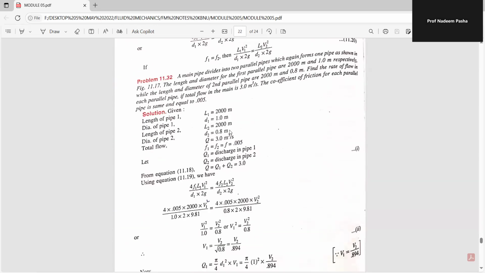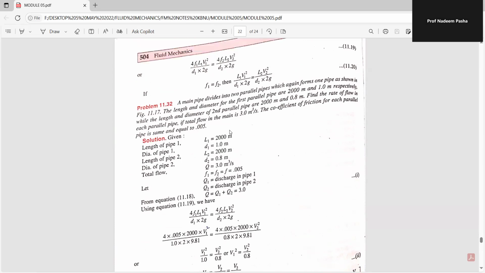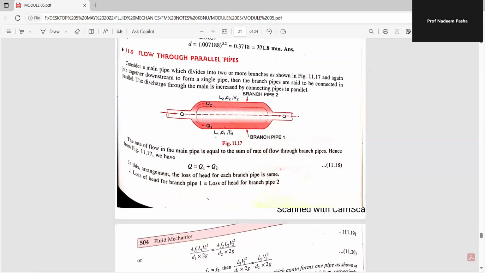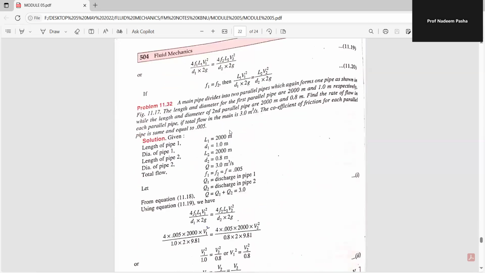A main pipe divides into two parallel pipes, which again form one pipe, as shown in figure 11.17. What we are assuming is that a main pipe divides itself into two parallel pipes, which again form a single pipe. The length and diameter of the first parallel pipe are 2000 meter and 1 meter respectively.